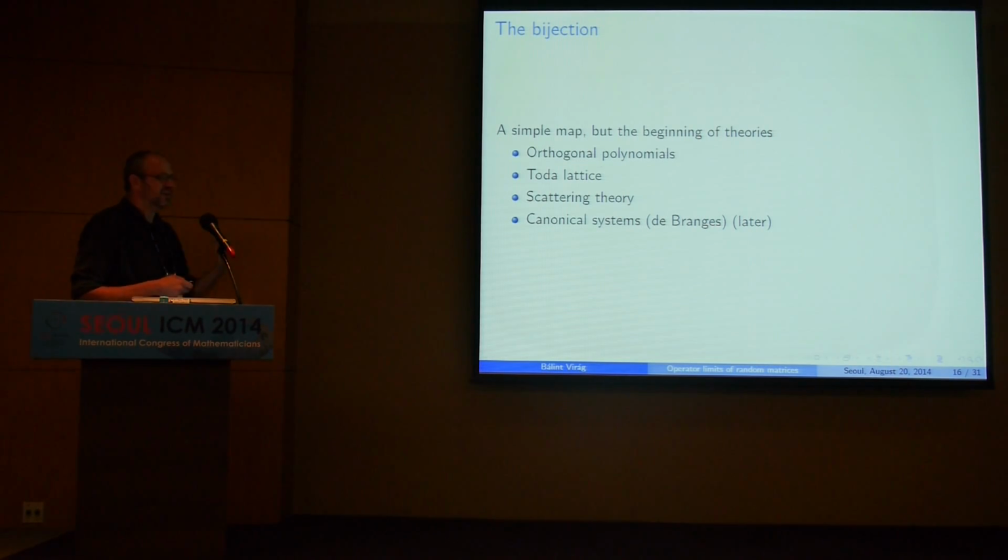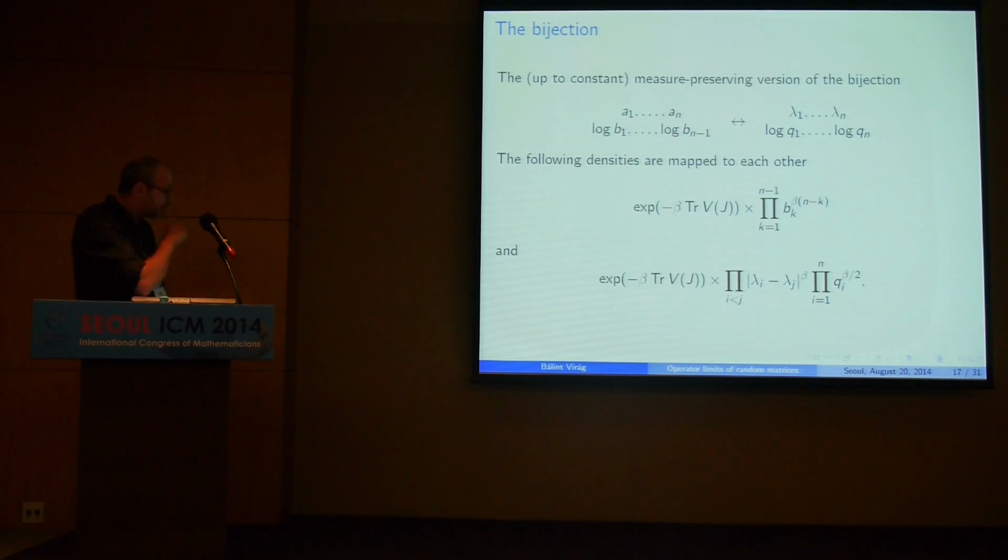And of course, you can generalize this beyond finite measures. You can do infinite probability measures, or infinitely supported probability measures, or you can do even infinite measures. And there is a nice theory of canonical systems that de Branges developed, and has a beautiful book called Hilbert Spaces of Analytic Functions, which extends it to the right generality. But of course, there is much more work on this. I'm going to get back to this later.